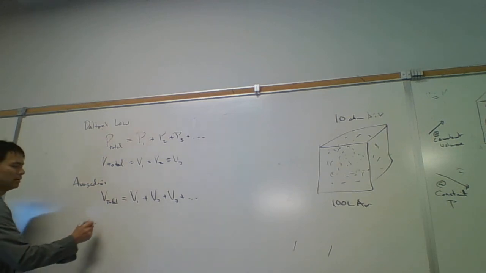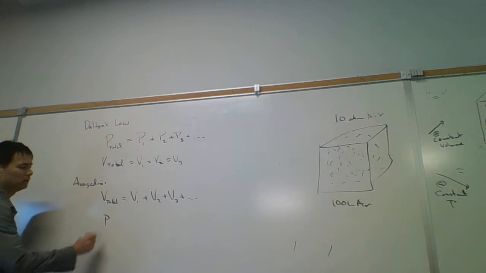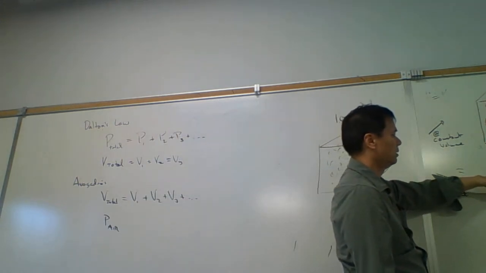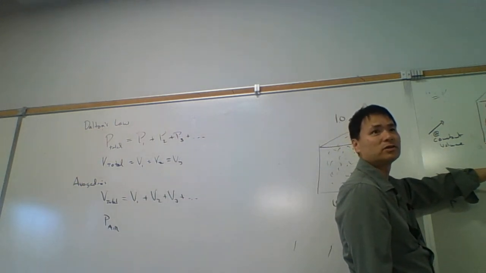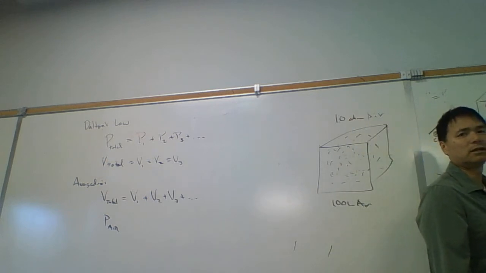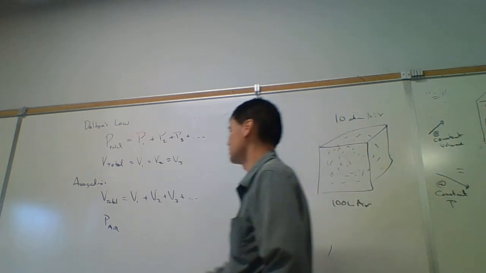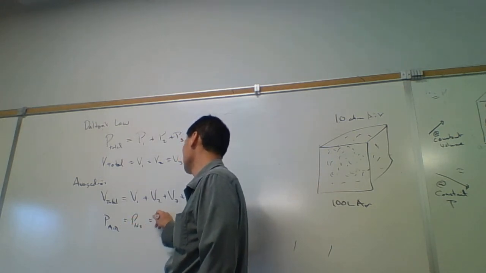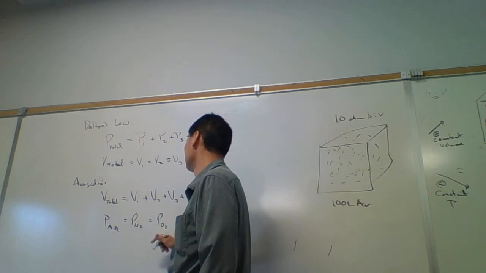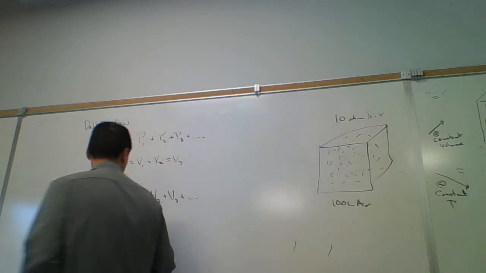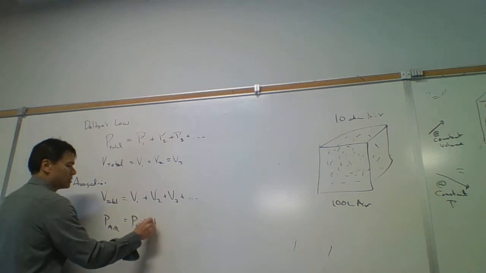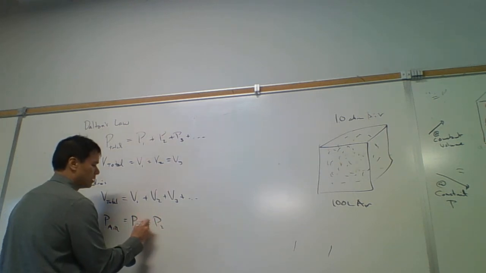But the weird thing about what happens with the pressure, for example, the pressure of the air here, which is 1 atmosphere, will be equal to the pressure of the nitrogen, which is equal to the pressure of the oxygen. So all the pressures are the same. Oops, I need to do this generically, sorry. Generically, nitrogen's gas 1, oxygen's gas 2, etc.